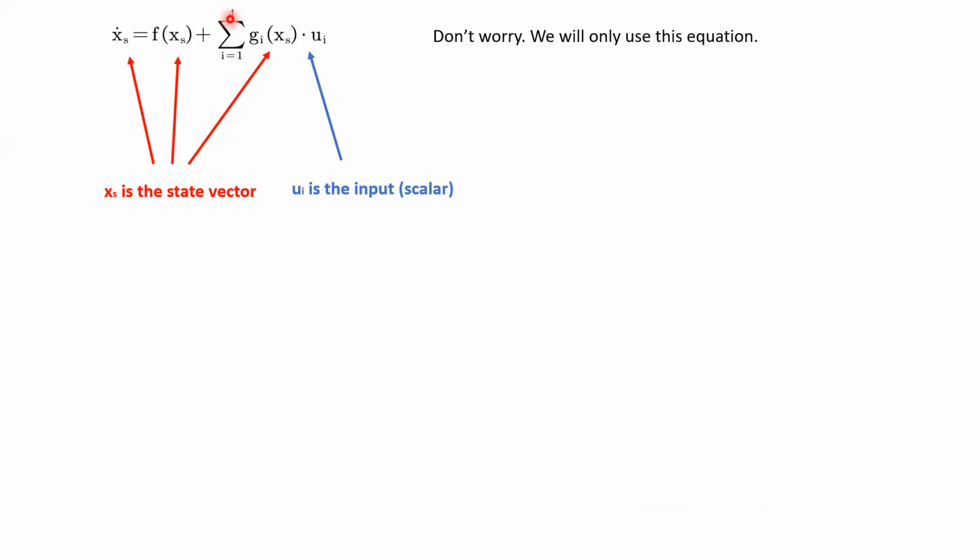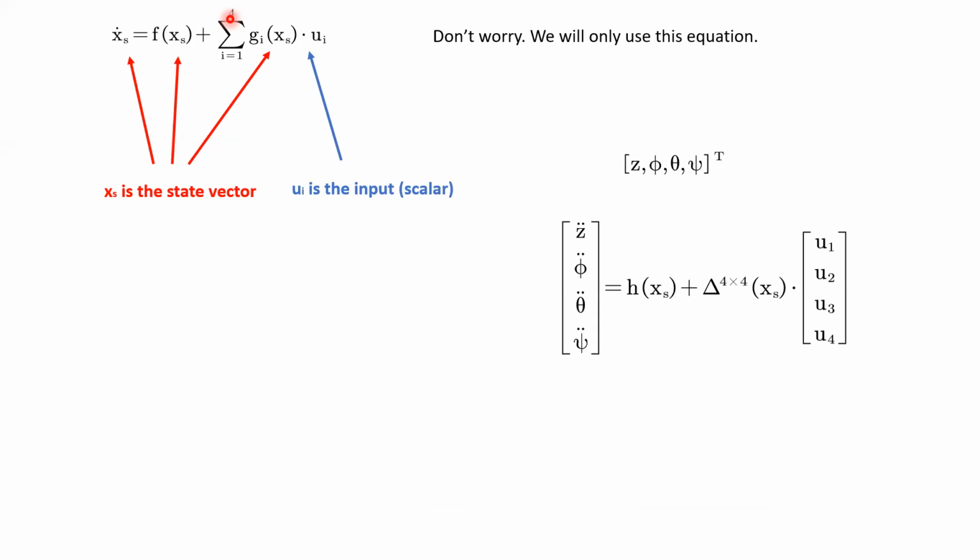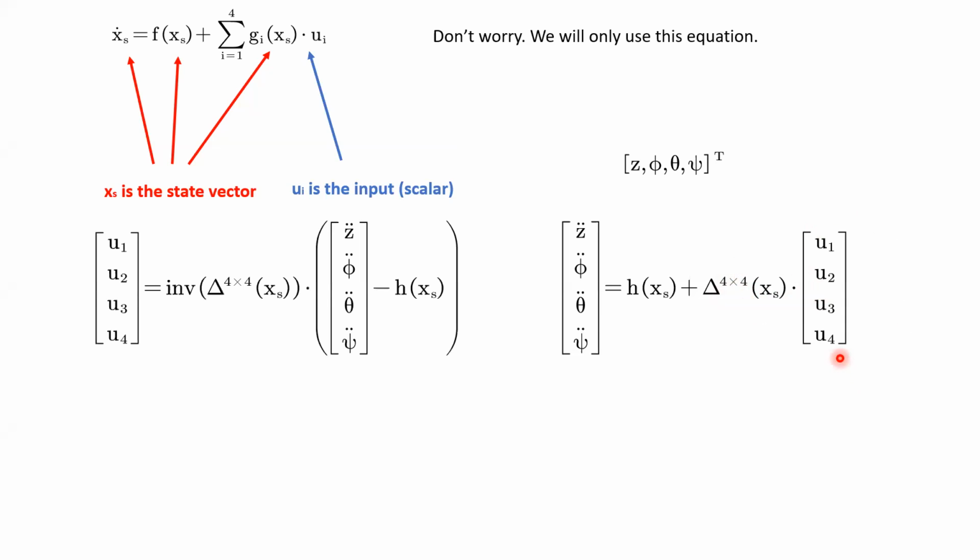Let's talk about the choice of z, phi, theta, psi. Calculate its second derivative. We receive this result. Here, h(x) on the right is a function of the state vector. Delta(x) is a 4x4 matrix of the state vector. From this equation, we can calculate u1, u2, u3, u4. And this is the result of u1, u2, u3, u4. Now you may design a PD controller for z, phi, theta, psi, like this.